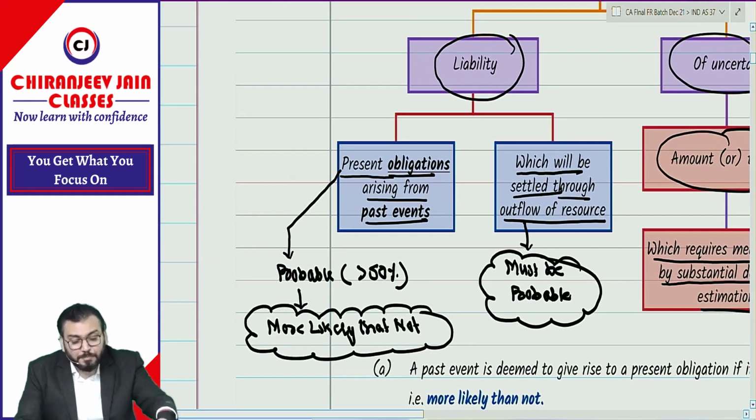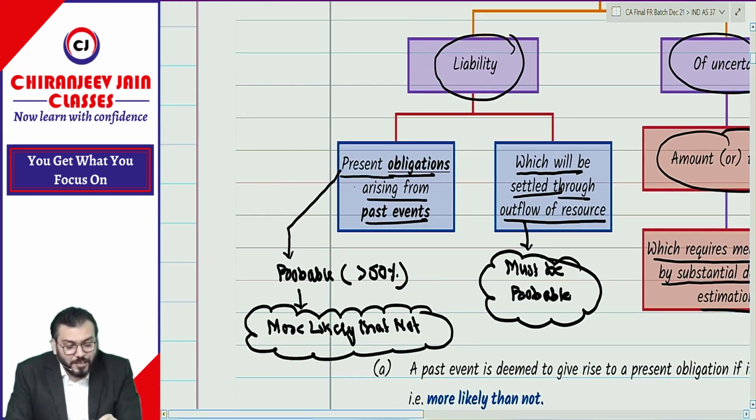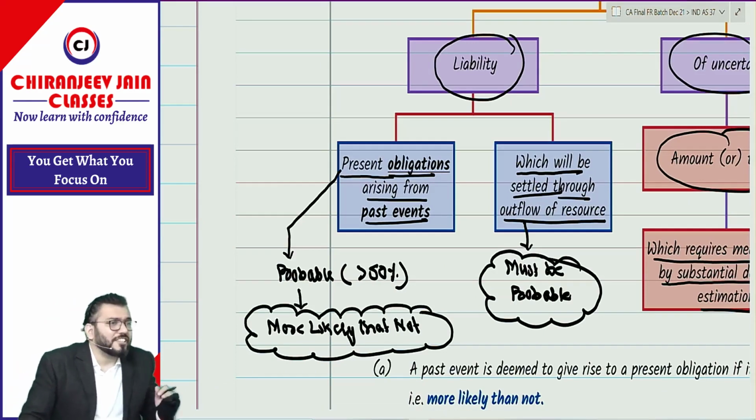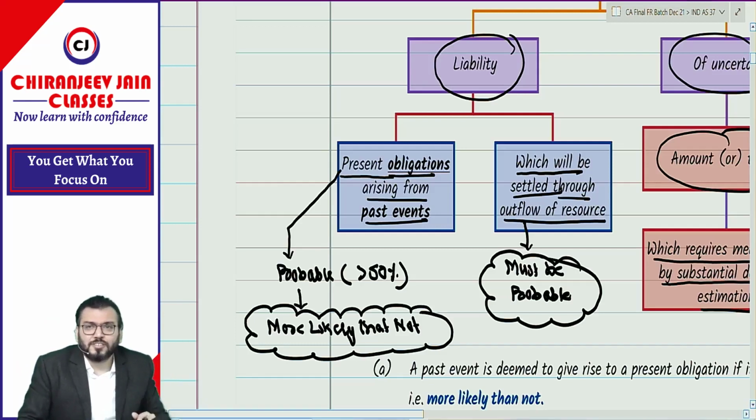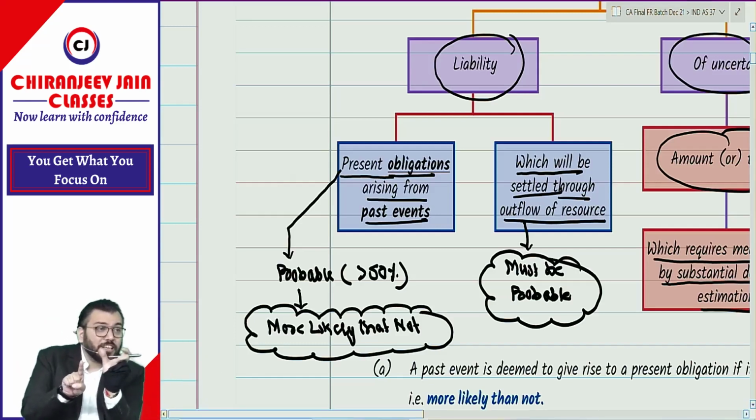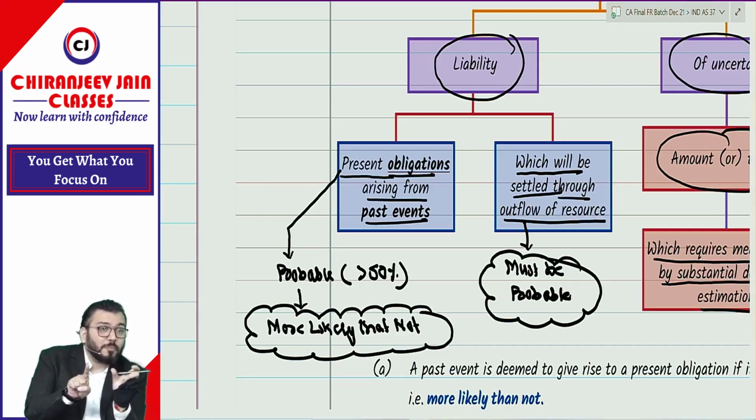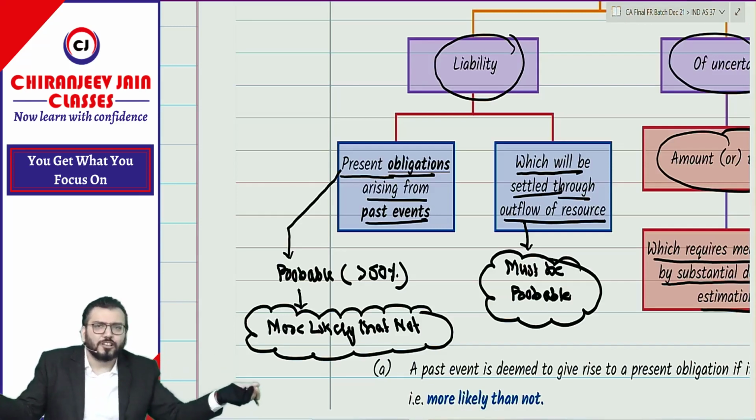When I am saying present obligation, just try to understand whatever I am saying. Present obligation means probable, and probable means chances are more than 50%. Can I say it will include 100% also? When I am saying chances are more than 50%, it will also include certainty. Therefore, because for liability they have used the word present obligation, and present obligation means probable, probable means more than 50%, it will also include 100%.